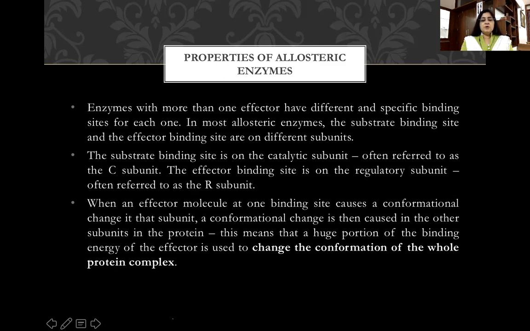And when an effector molecule at one binding site causes a conformational change in that subunit, a conformational change is then caused on the other subunit of the protein. So suppose this is the protein. If the effector is coming and binding here, and if this is the cleft here, this binding causes a conformational change so that even the active site conformation changes. Okay, so the binding at one site causes a change in the active site also.